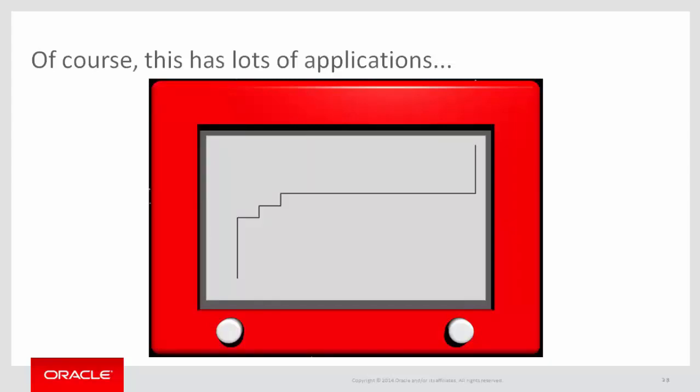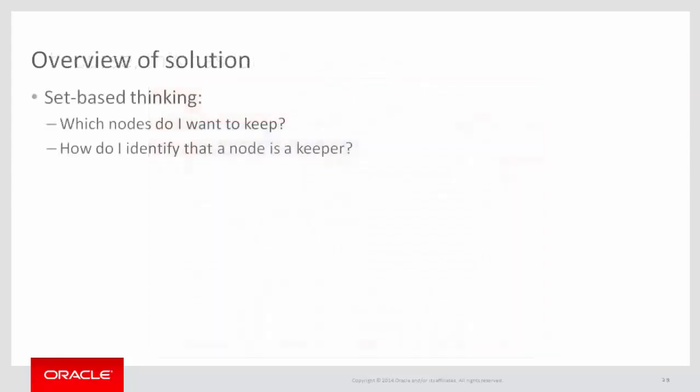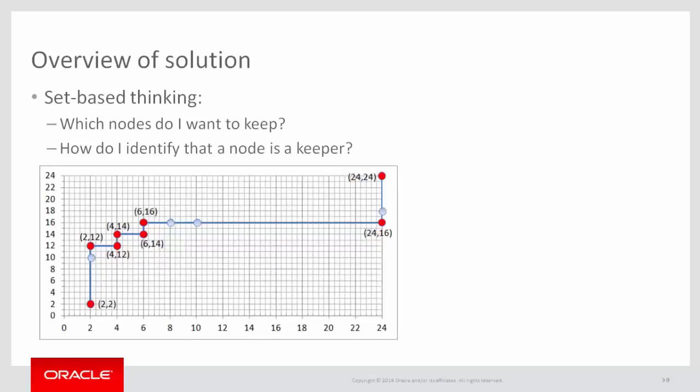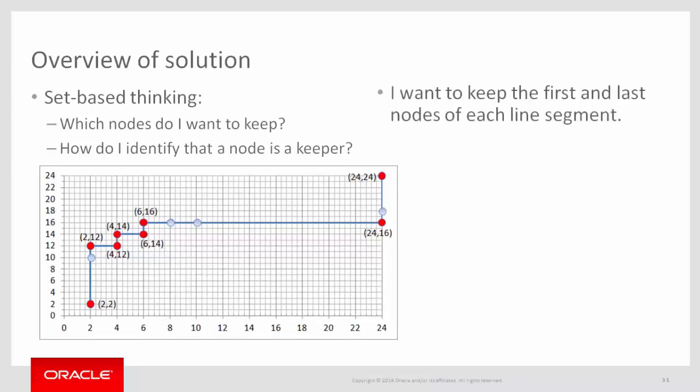Now let's go to an overview of the solution. Since we're using SQL, I want to use set-based thinking. Instead of consuming the nodes one node at a time, let's look at the whole set of nodes and say, which nodes do I want to keep? And how do I identify that a node is a keeper? Going back to my example here, in red I've got the nodes that I want to keep. It's pretty obvious that I want to keep the first and last nodes of each line segment. So the question is, how do I identify those?